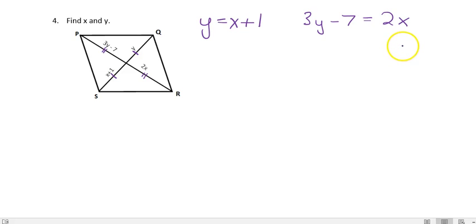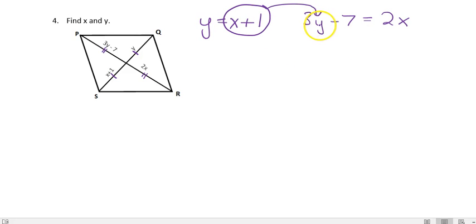And you've done stuff like this probably in a previous math course, where you used one of two things, either substitution or elimination. I'm going to use substitution this time because that y is already by itself. It's just going to make things easier. So I'm going to take this x plus 1 that is equal to this y, and I'm going to put it in for the y right here.